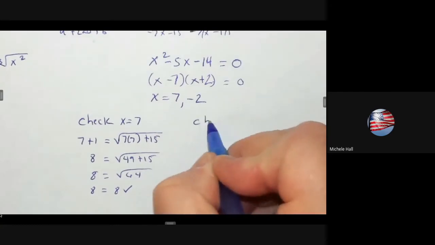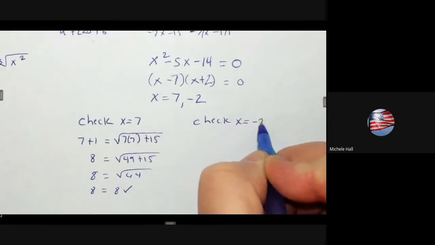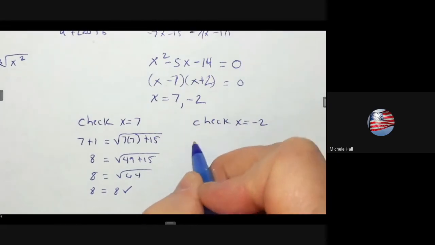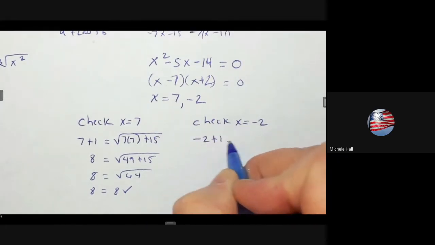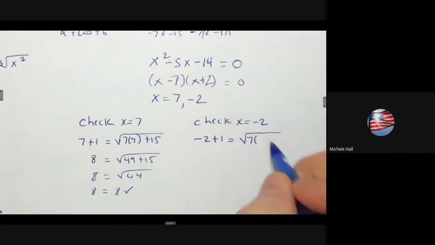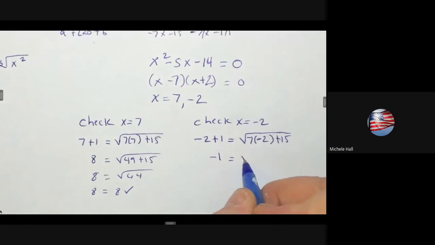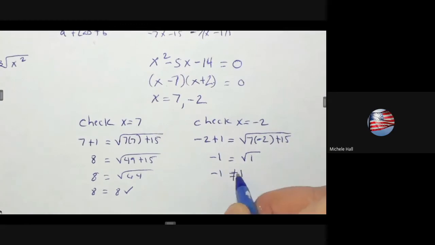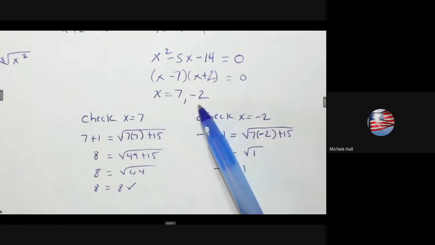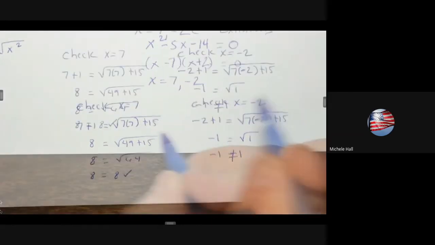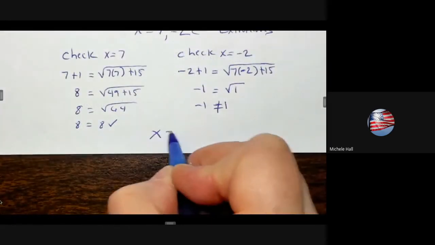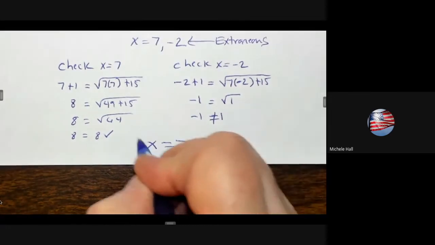Now we need to check x equals -2. So -2 plus 1 equals the square root of 7 times -2 plus 15. So we get -1 equals the square root of -14 plus 15. And we see here that -1 does not equal 1. That means that -2 is an extraneous root. Our final answer is x equals 7.